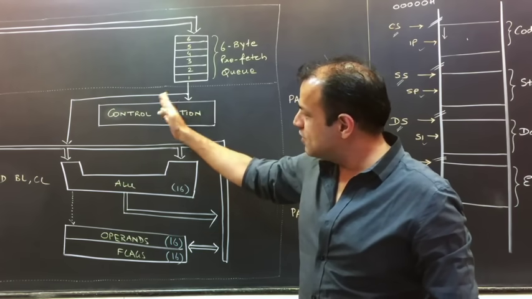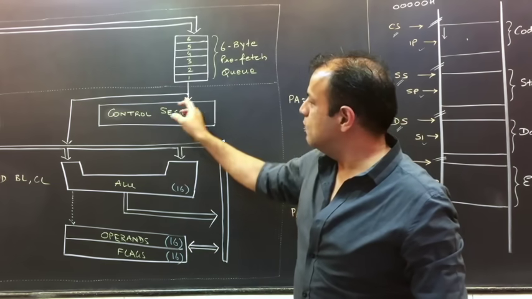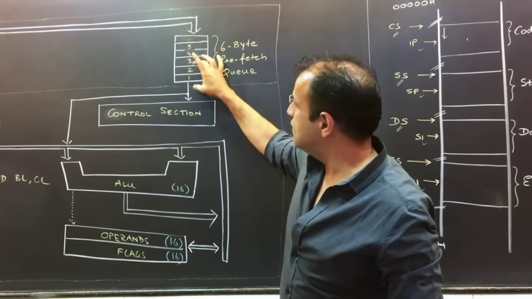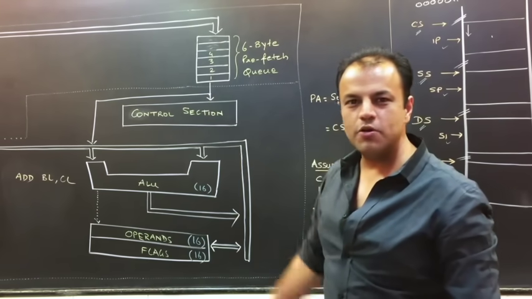As EU goes on removing instructions, the queue will go on becoming empty. When the first instruction goes out, the remaining 5 move ahead, so this byte becomes empty. Then again this byte will become empty. Slowly the queue will go on becoming empty.